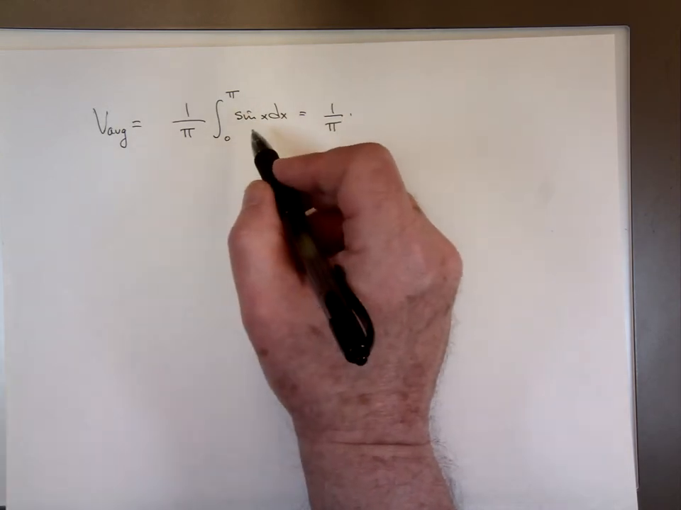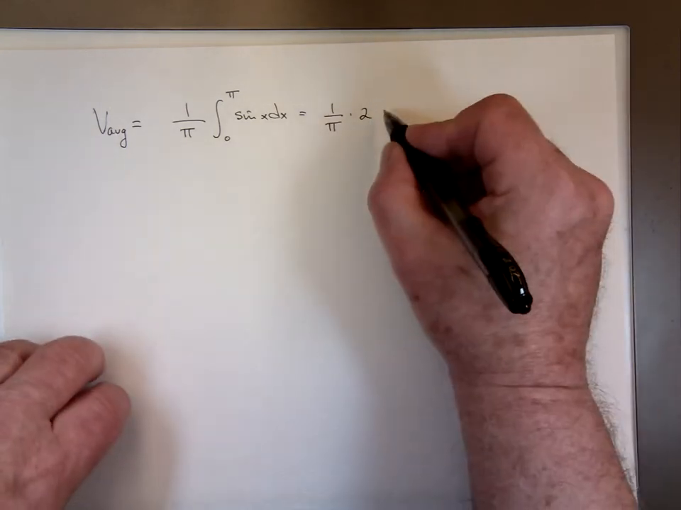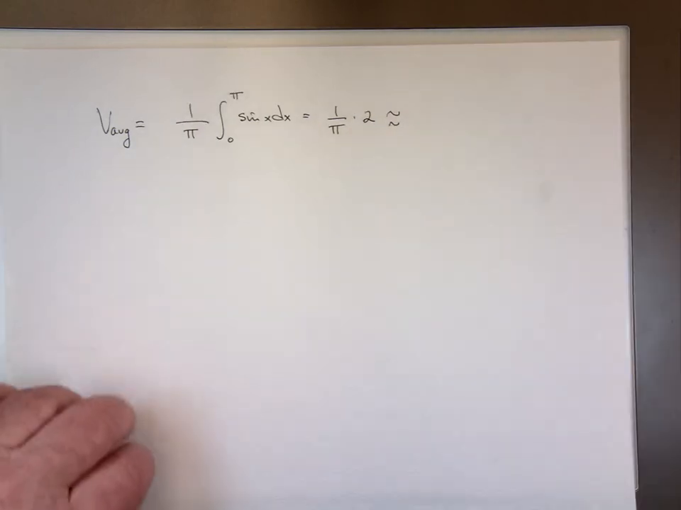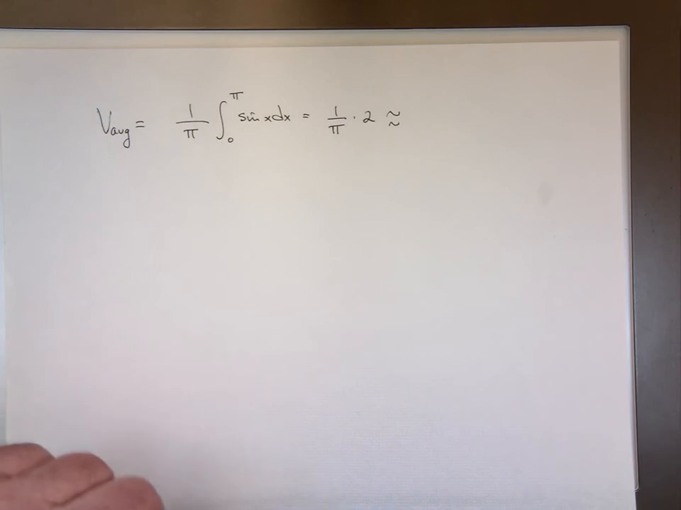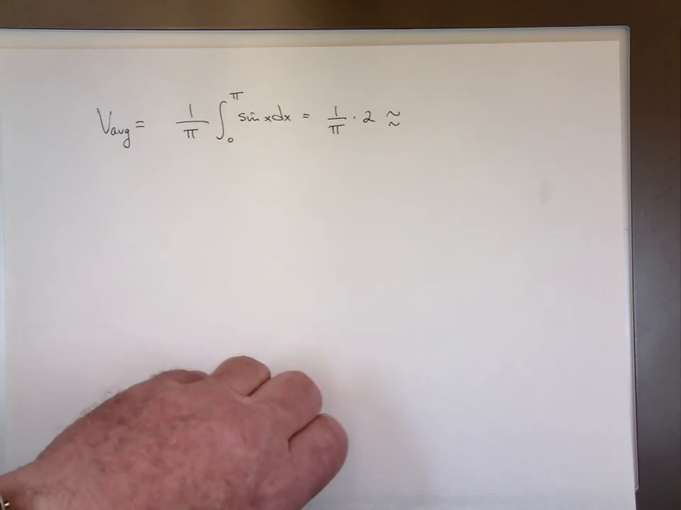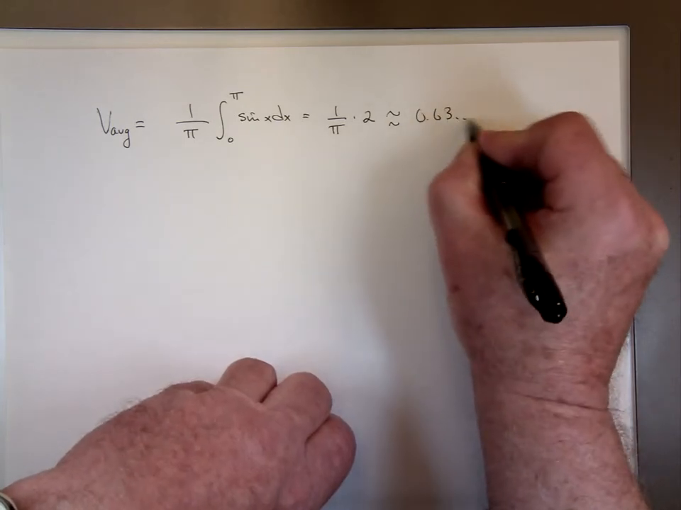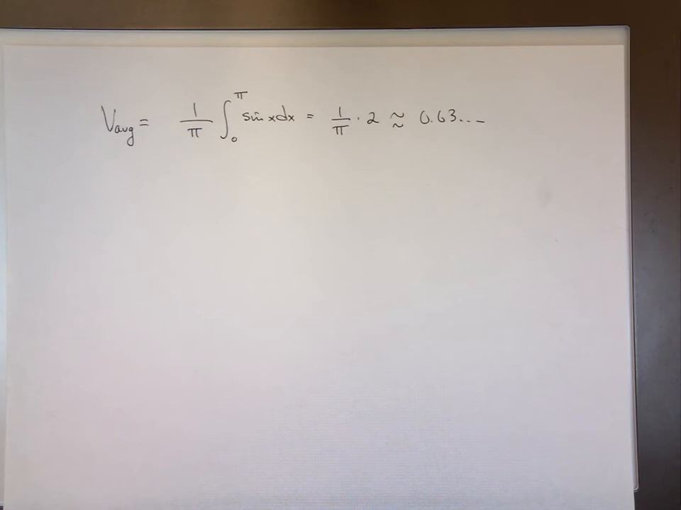Now that 2 over pi, I need an approximation. It's 0.63 and change. That's an important application to electronics. It's the effective voltage of an alternating current, the average value of that sine. It's called the effective voltage of an alternating current. That's what it is.